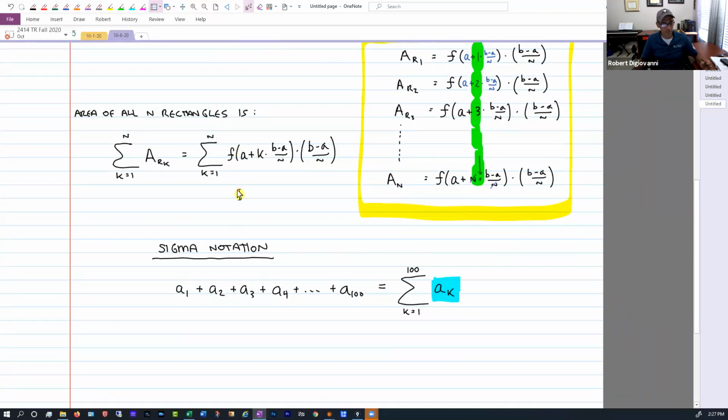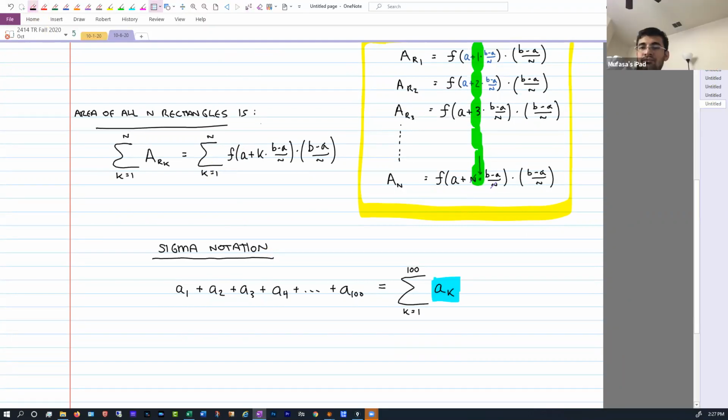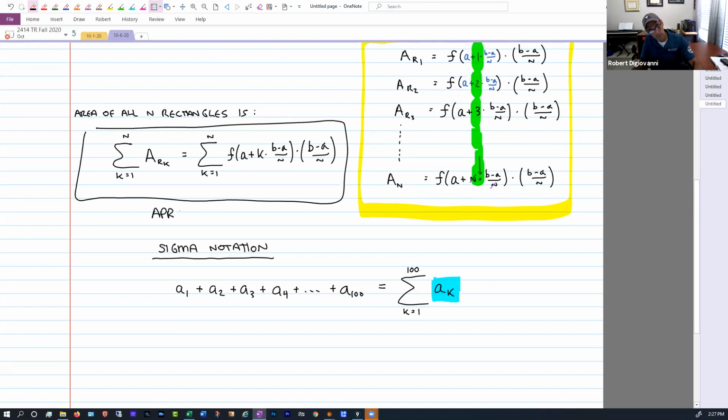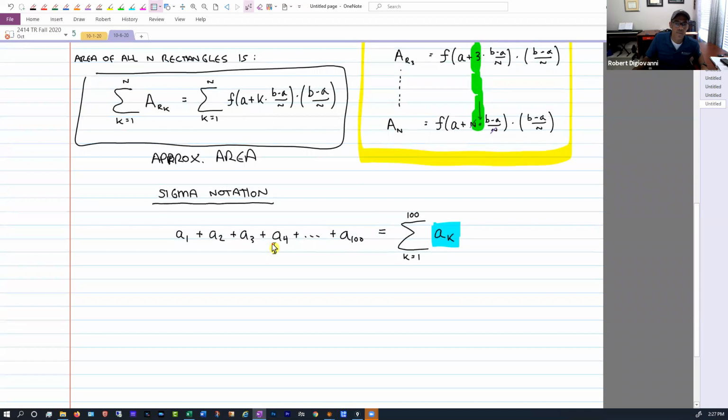So you see this right here? This is the approximate area. That's the approximate area, isn't it? It's not the true area. Why is it not the true area? Because of errors? Yeah, we got a bunch of errors, right? We stopped, didn't we? We said, let there be n rectangles. So how do I get the true area then?